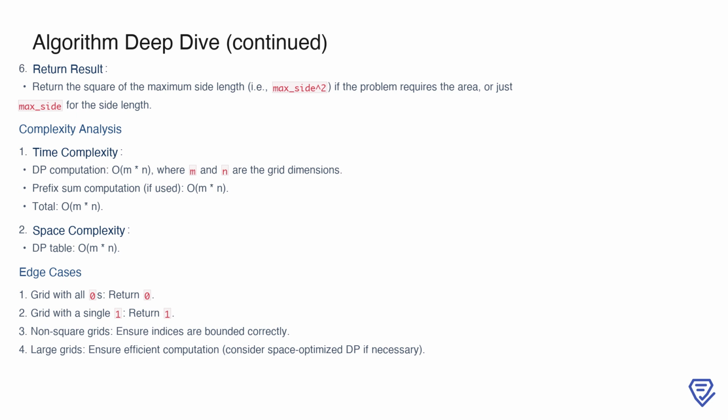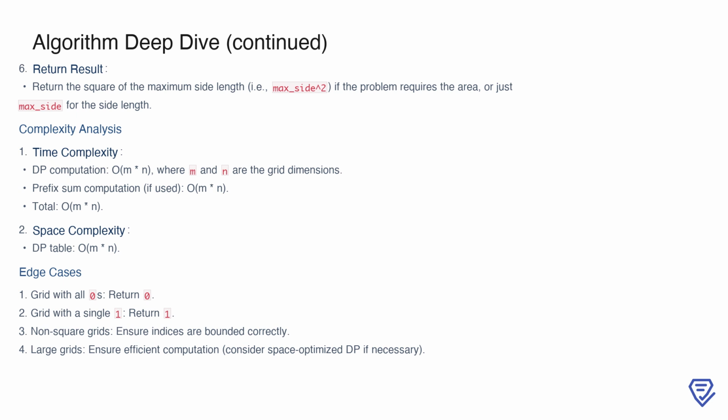The time complexity of this optimized approach is O(m*n), as we compute the DP table in a single pass and optionally calculate prefix sums in another pass. The space complexity is also O(m*n) due to the DP table, though it can be reduced with optimizations.